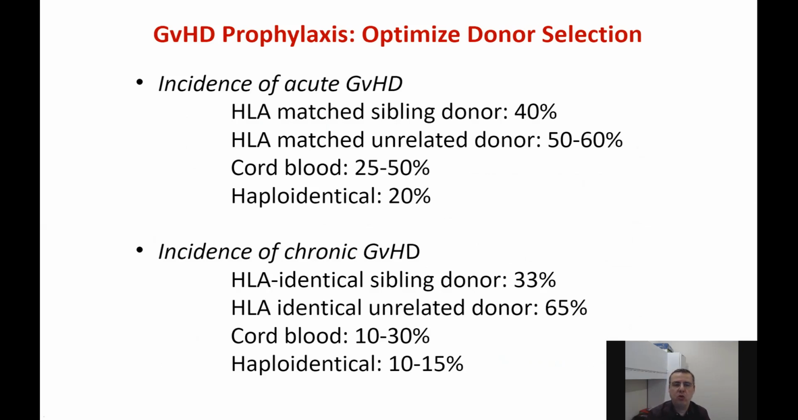Now, the best treatment of GVHD is, of course, the prevention of GVHD. So we're going to talk a little bit about the prophylaxis. And the first step in protecting from GVHD has to do with the use of the donor. For both acute and chronic graft-versus-host disease, matched sibling donors have a lower incidence of acute GVHD compared to unrelated donors.